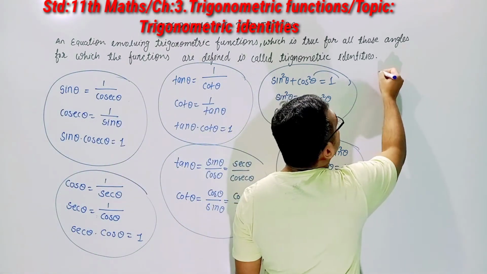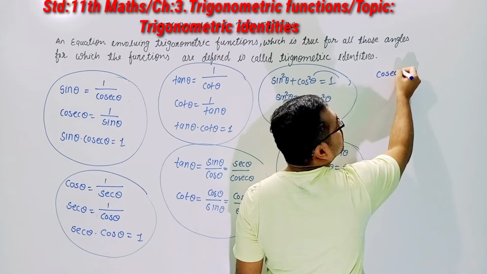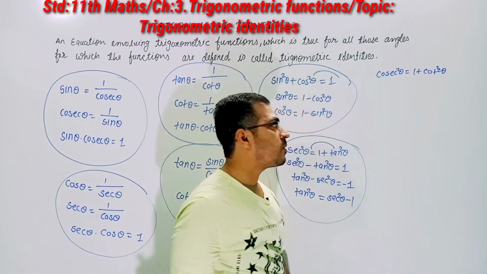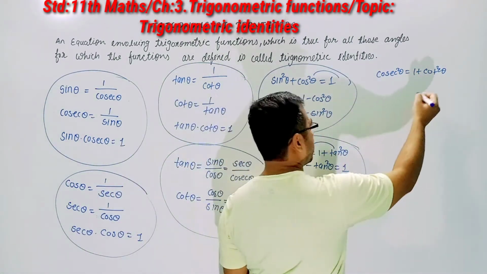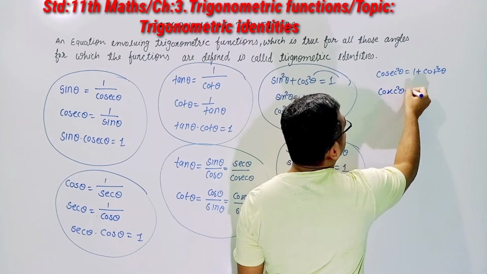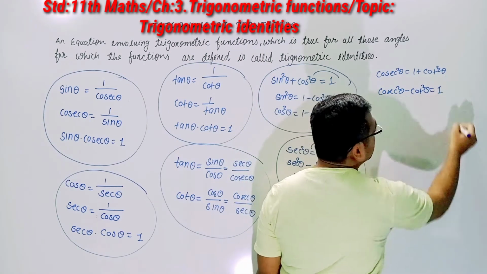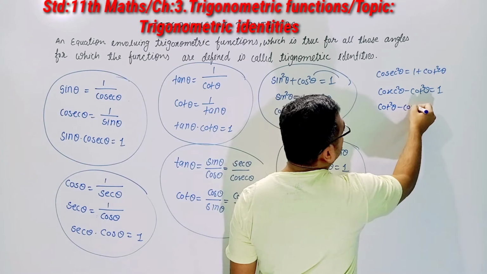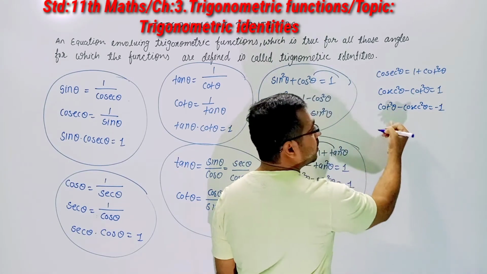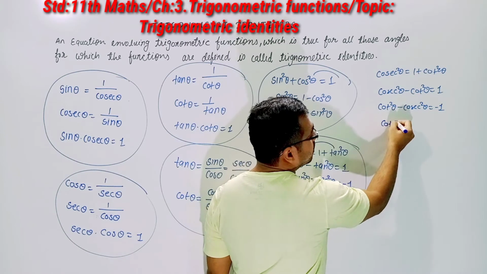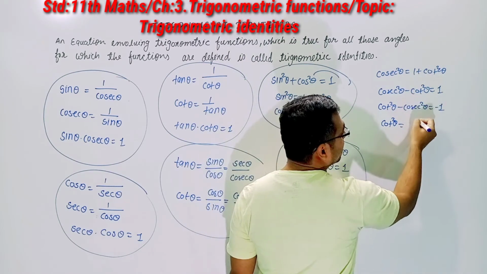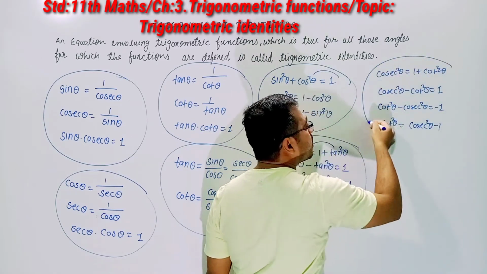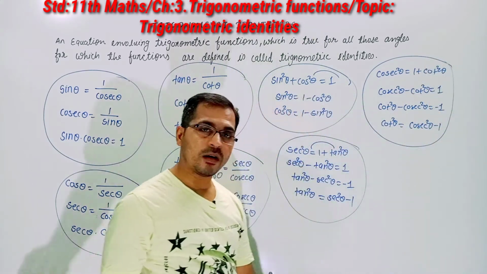The next is cosec square theta equal to 1 plus cot square theta. So cosec square theta minus cot square theta is 1. What about cot square theta minus cosec square theta? That will be minus 1. If you want cot square theta, it will be cosec square theta minus 1. So students, from one relation you can get three more relations.